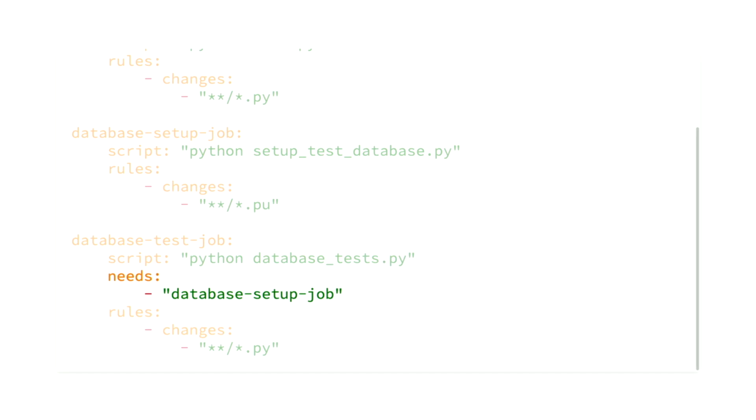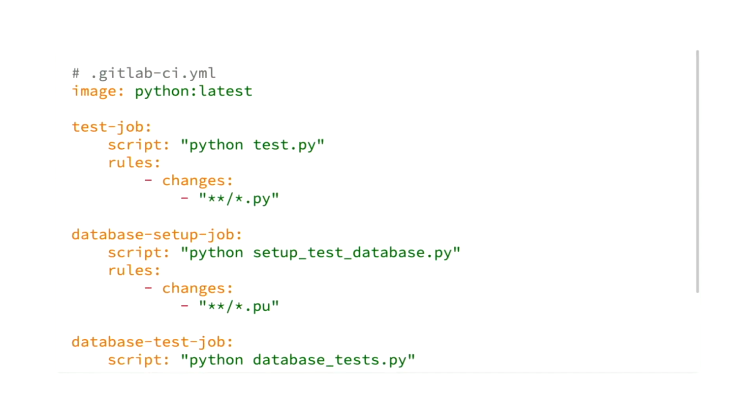To do that, we use the needs keyword, which specifies that the database test job needs the database setup job to finish successfully before tests can be started and completed correctly. With the idea being that we want as much running in parallel as possible, such that our previous tests don't have to wait for setting up databases if they don't depend on them.